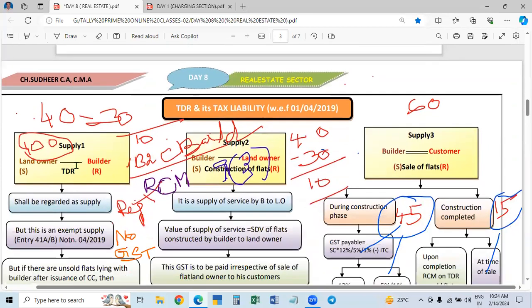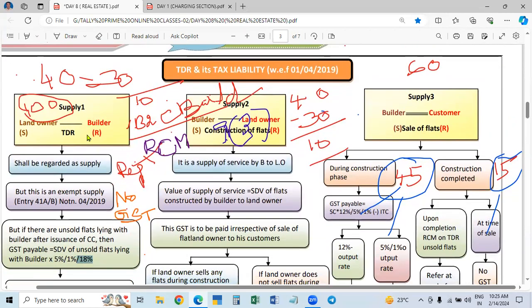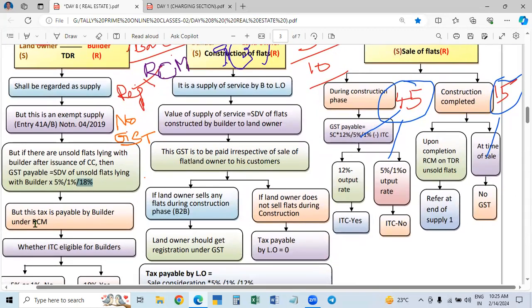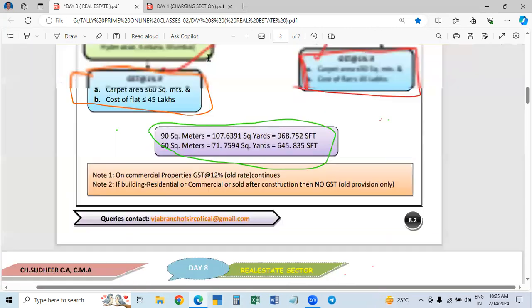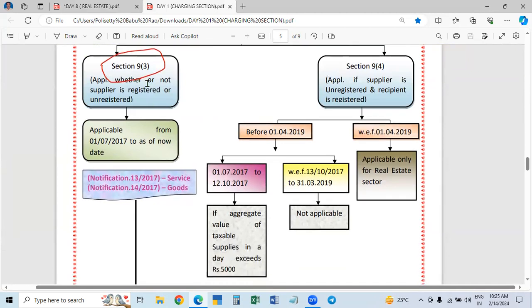That is for the TDR, that is the TDR value of the unsold flats. In this case only, for payment under reverse charge mechanism by the builder, the commercial rate will be taken as 18%, not 12%. And the tax at this rate on the stamp duty value of the unsold flats is payable by the builder under RCM. Here you see, under RCM, unsold flats.